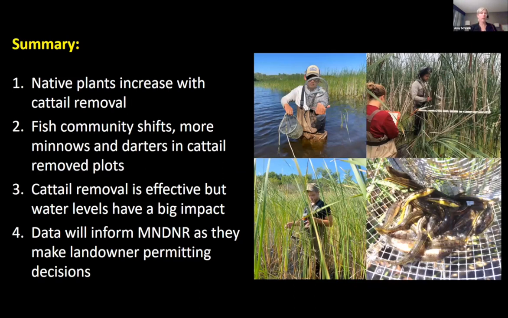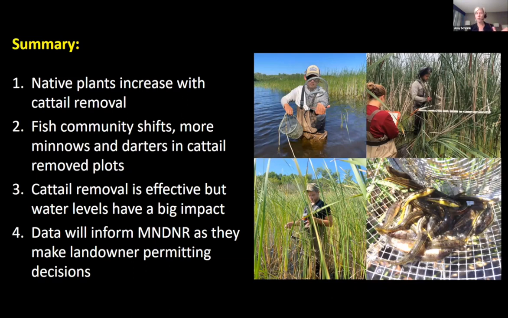And we're hopeful too that our data will inform the Minnesota DNR as they make landowner permitting decisions. So DNR has been a partner with us on this project. They really helped us find sites for this project, and they've been really supportive of us throughout this project. So, we'll be providing their data so that they can make management decisions.